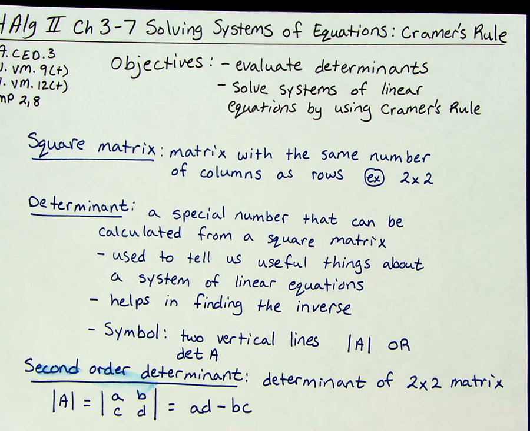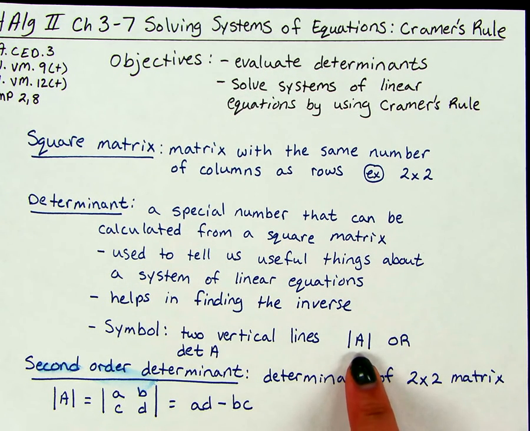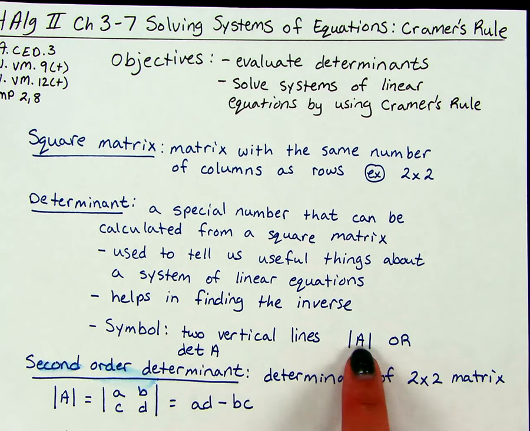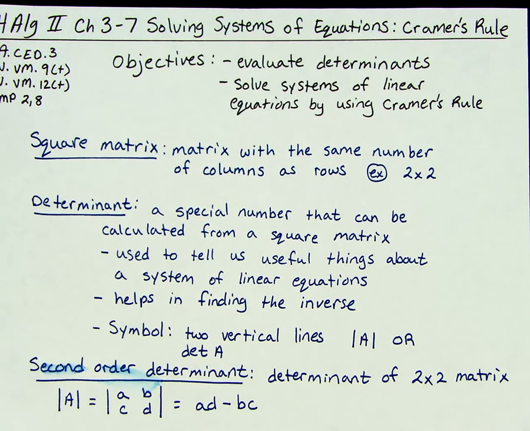And then our symbol for determinant is either going to be two vertical bars, so it looks like the absolute value symbol, or we're going to see the abbreviation DET and then whatever the matrix name is. So if you see either of these, it's asking us to find a determinant.